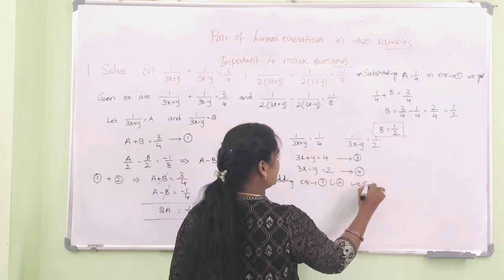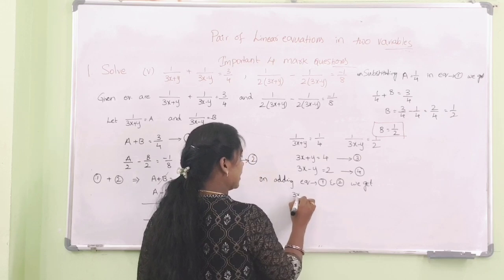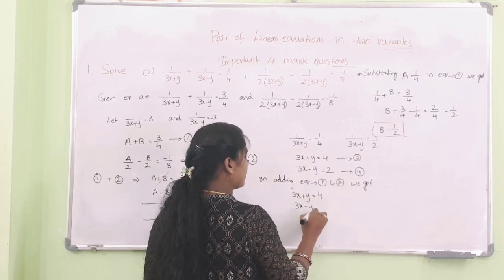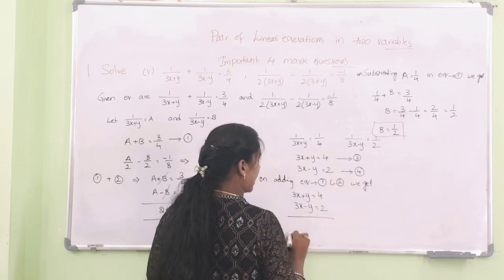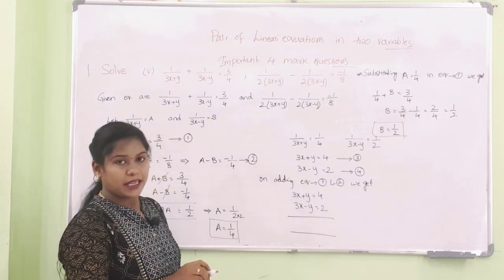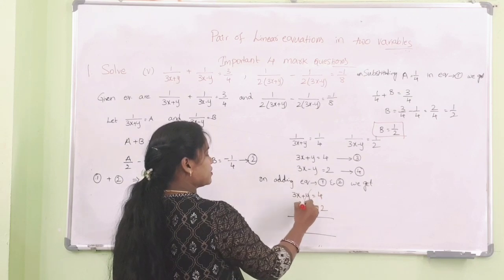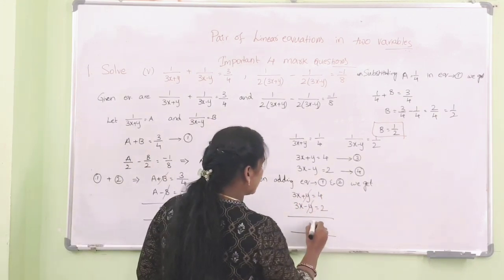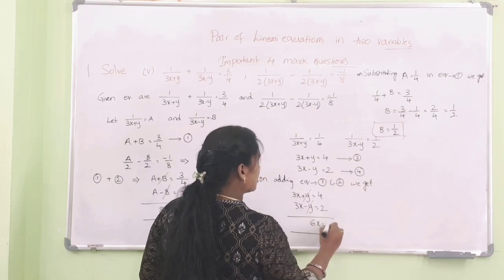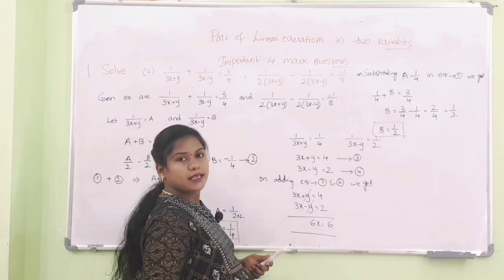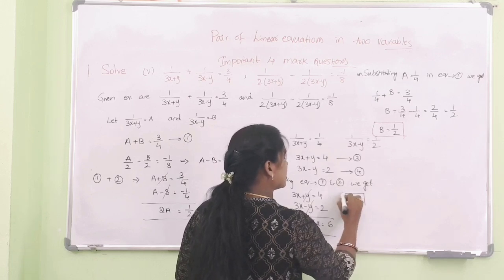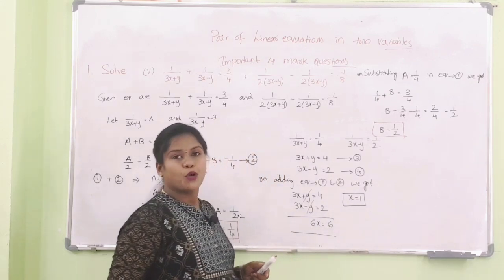We get 3x plus y is equal to 4, 3x minus y is equal to 2. Since we are adding these two equations, signs will not change. Here plus y and minus y will get cancelled. 3x plus 3x is 6x. 4 plus 2 is 6. 6x is equal to 6. Then you will get x is equal to 6 by 6, which is equal to 1.